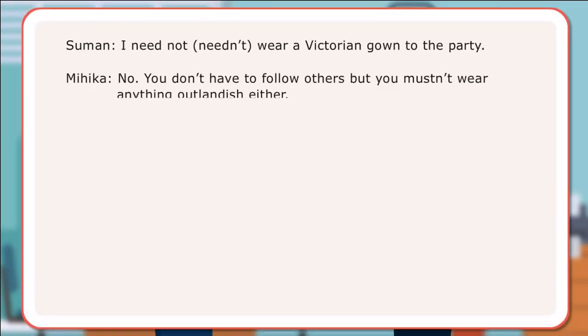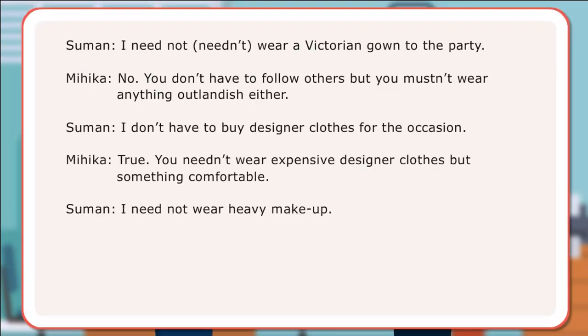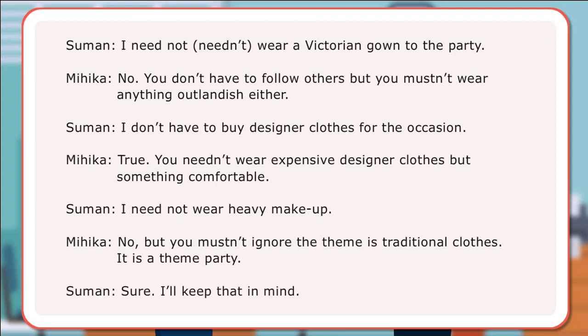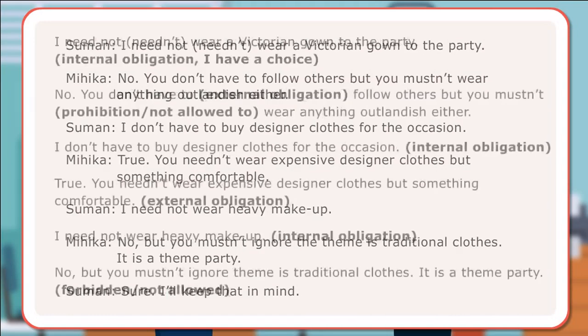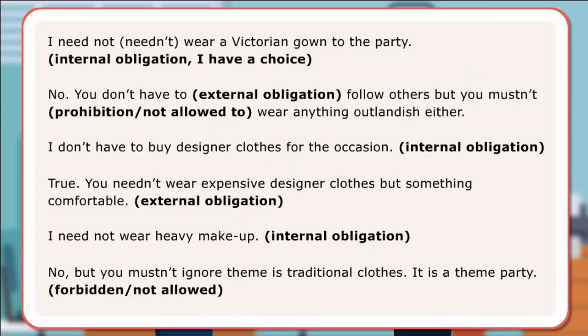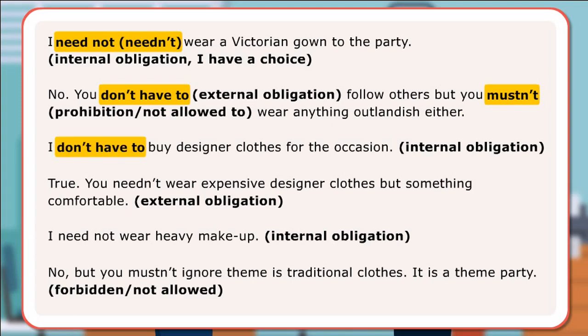The conversation between Suman and Mihika has used the modals need not, don't have to, and must not. Here are some examples of sentences. I need not wear a Victorian gown to the party. No, you don't have to follow others, but you must not wear anything outlandish either. I don't have to buy designer clothes for the occasion.